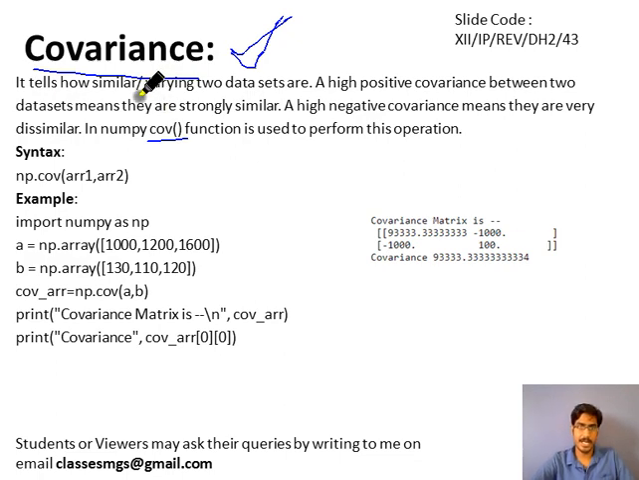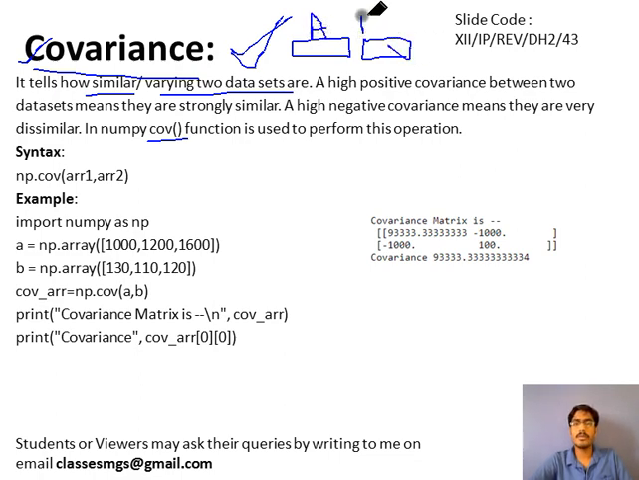I am giving the definition here. Covariance tells how much two data sets are similar or dissimilar. Let's suppose there are two numpy arrays A and B. Whatever data is contained in array A and whatever data is contained in array B, how much these two data sets are similar or dissimilar can be told by the covariance of these two numpy arrays.